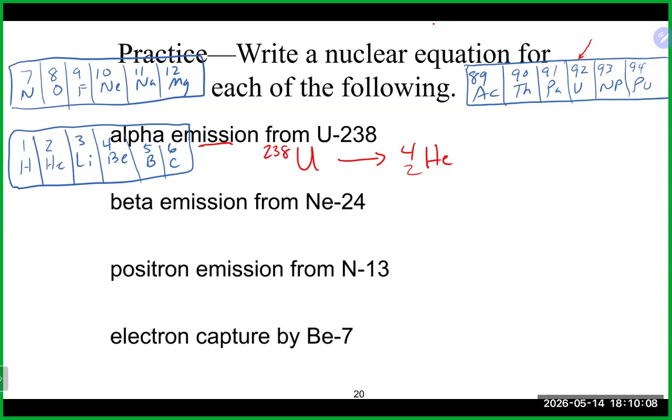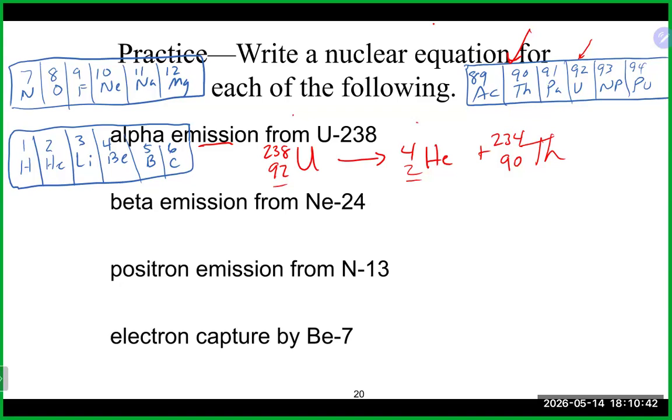We go to the periodic table and find the atomic number for uranium, which is 92 in this case. That is going to give us our missing atomic number, which would be 92 minus 2, which is 90. Once again, we go back to the periodic table and find number 90, which is TH. Now for our mass number, we have 238 on the left and 4 on the right. So 238 minus 4 is 234 in this case. Questions on that one?